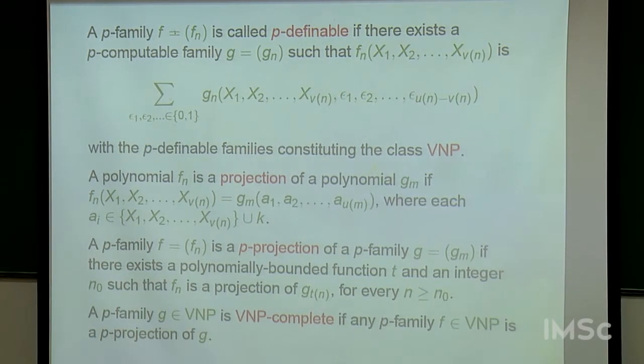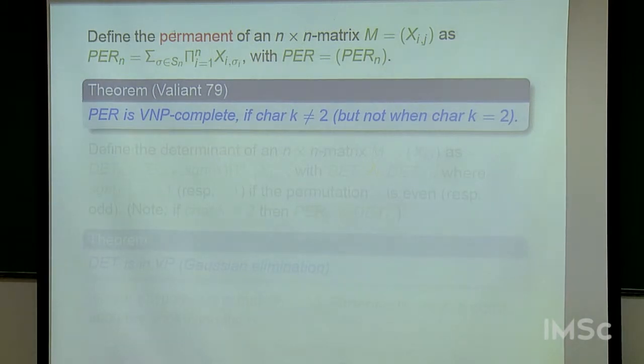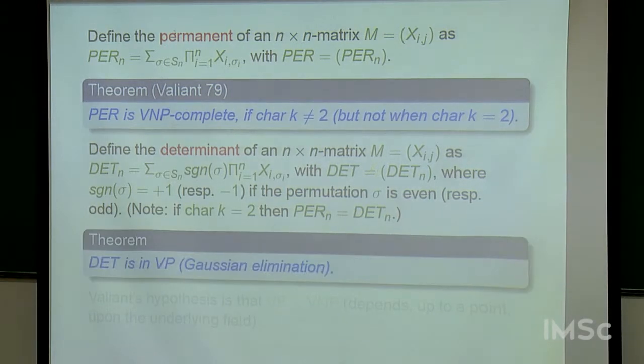Finally, we get the notion of VNP completeness. This family is VNP complete if any P family is a P projection of g. So that's Valiant's framework. And he showed, as we heard yesterday, that the permanent is VNP complete if your field doesn't have characteristic 2. And we also saw yesterday that the determinant is different in that using Gaussian elimination, for example, we can show that computing the determinant is in VP.